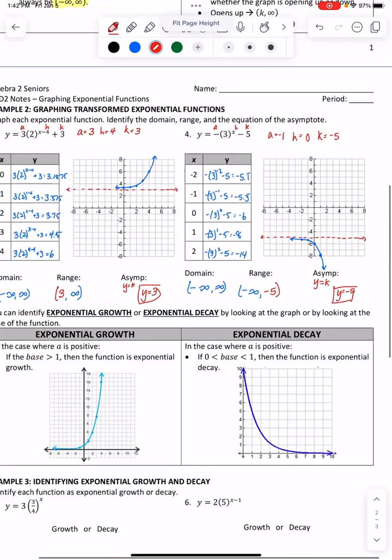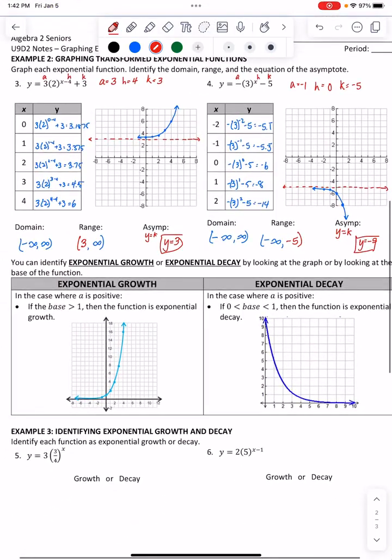With these exponential functions, right, we call these things exponential growth or exponential decay, depending on if it's growing or if it's getting smaller as we go in the x direction, in the positive x direction. So we can either look at a graph of it to figure it out, or we can just look at the base. So if the base is greater than 1, then that function is exponential growth. If the base is between 0 and 1, meaning it's a fraction, then that is exponential decay.